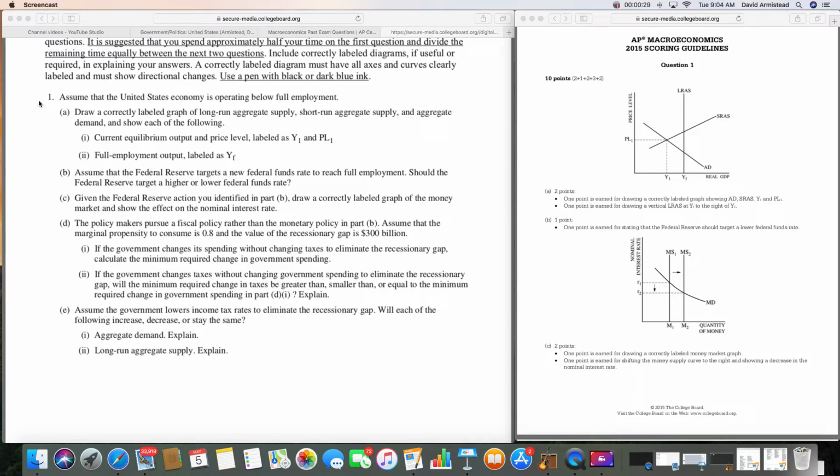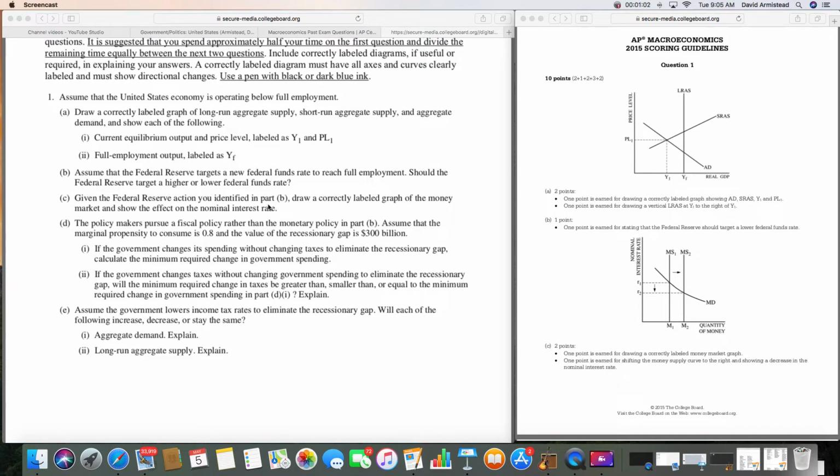All right, so number 1 says, assume the United States economy is operating below full employment. Below full employment, right? Think below the curve on the production possibilities curve. If full employment is the production possibilities curve, being on it, below full employment means you're inside the curve. So you know you have a recession going on. It's saying draw a correctly labeled graph of long-run aggregate supply, short-run aggregate supply, aggregate demand, and show each of the following. So that should look like this over here. You've drawn a recession. There you go.